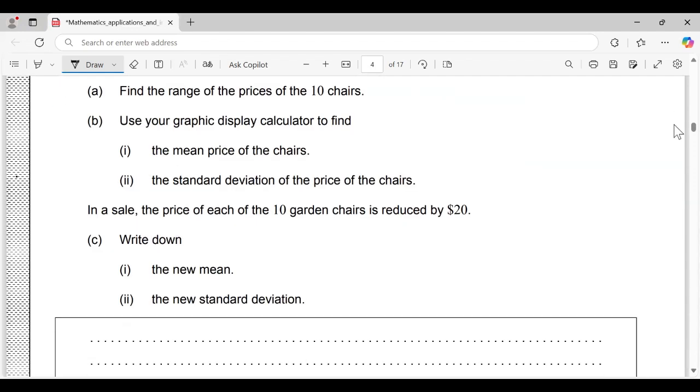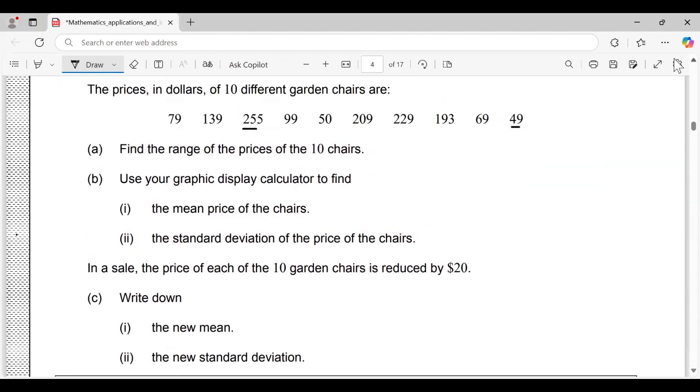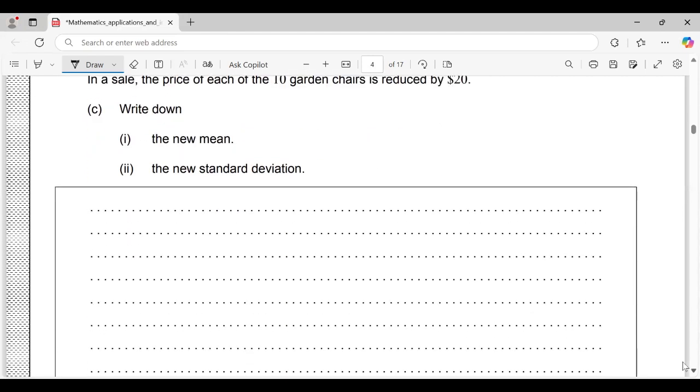So it means the range is 255 minus 49, and the range is $206. Use your graphic display calculator to find the mean price of the chairs. So I'm going to explain this question.